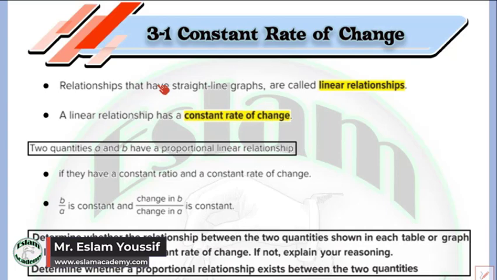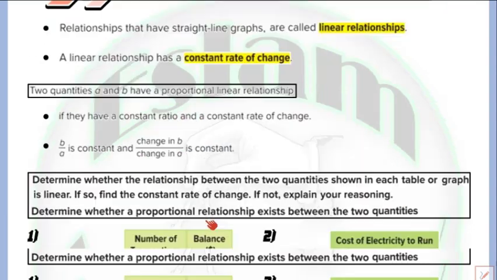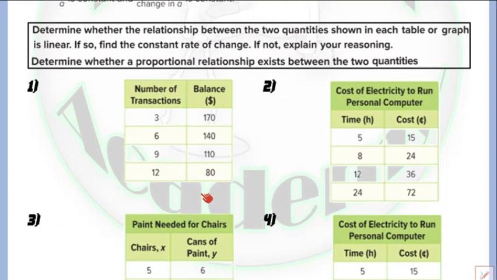If the rate of change is constant, the relation would be linear. If y over x is constant, it means the relation will be proportional. You can find if the relation is proportional or not from the graph: if the straight line passes through the origin point. Now we need to determine whether each relation is linear or not. If it's linear, we need to find the constant rate of change. And after that, we need to check if the relation is proportional or not. So I will start with the rate of change.